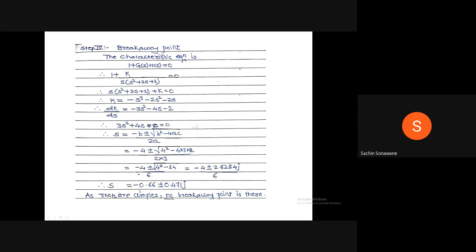Therefore, as roots are complex, no breakaway point is there. Always remember, if roots are complex, this root is complex, minus 0.66 plus 0.471j and minus 0.66 minus 0.471j. Therefore, no breakaway point is there.